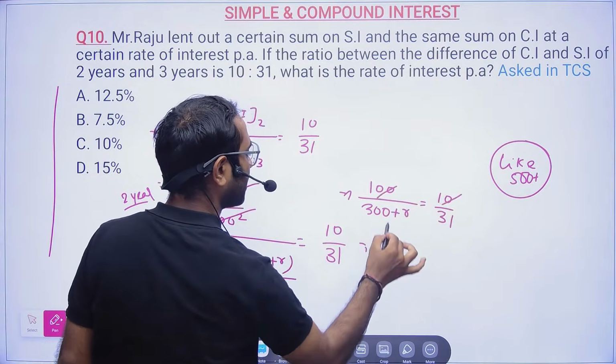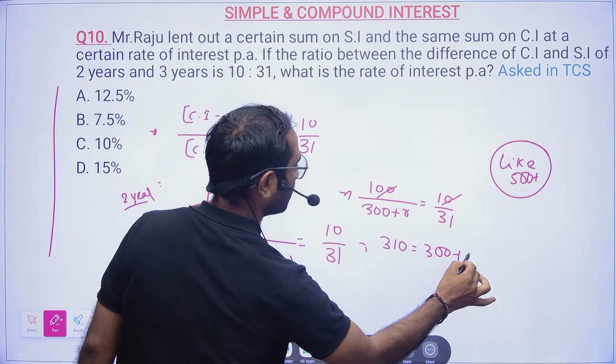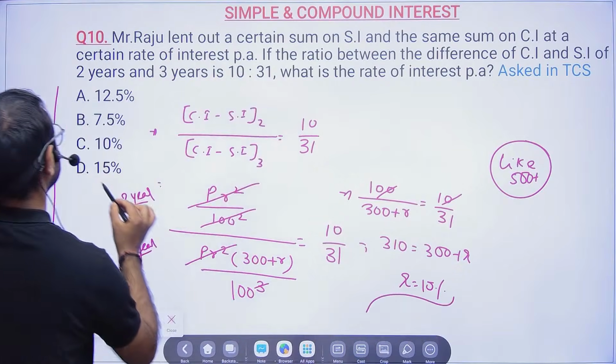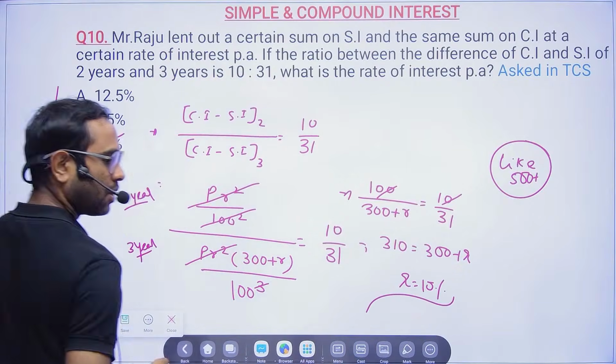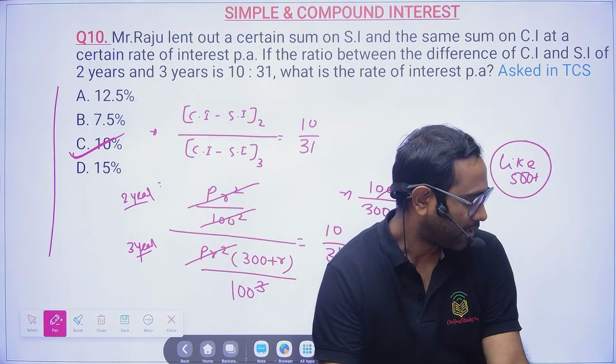Now this and this cancel. 310 will be equal to 300 plus R. So R will be equal to 10%. Option C will be the correct answer for this particular problem. Is it clear for everyone?